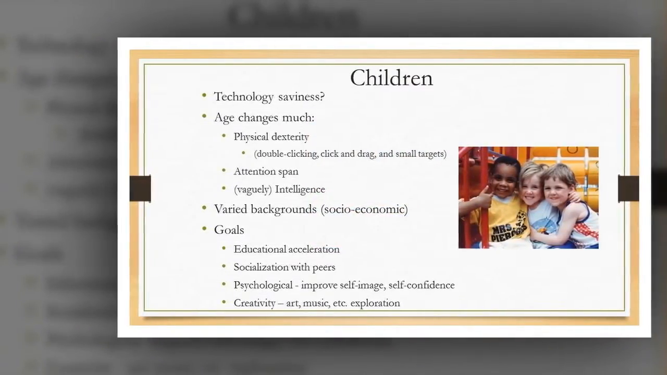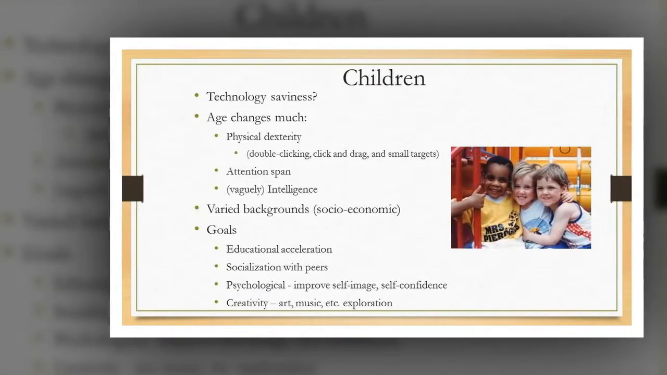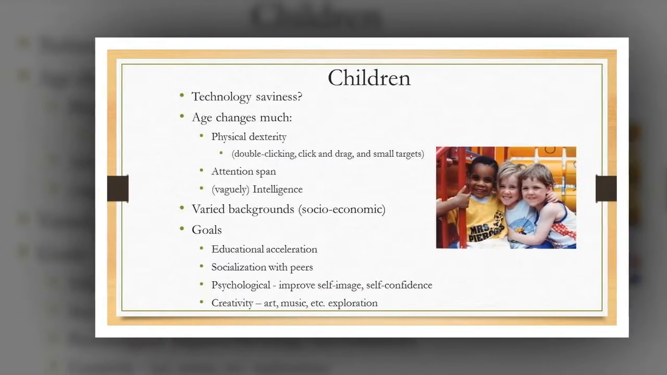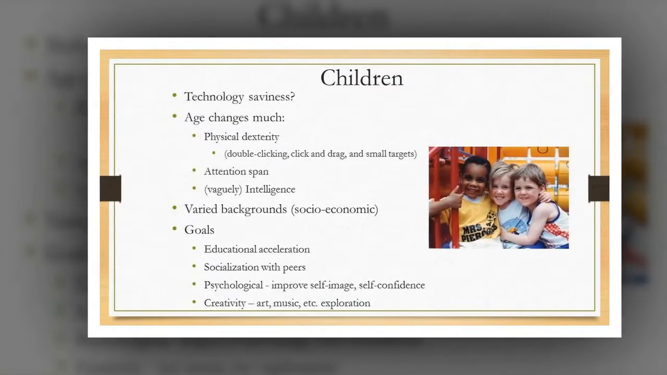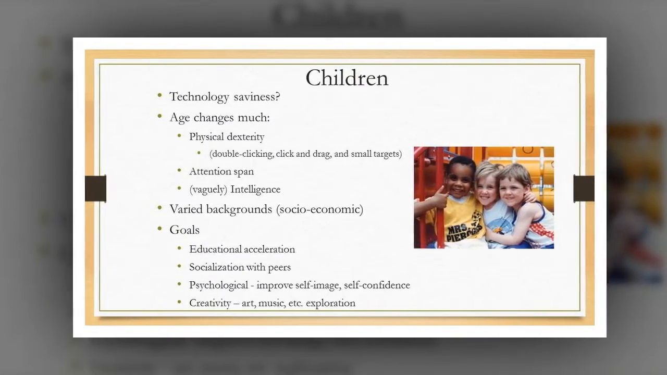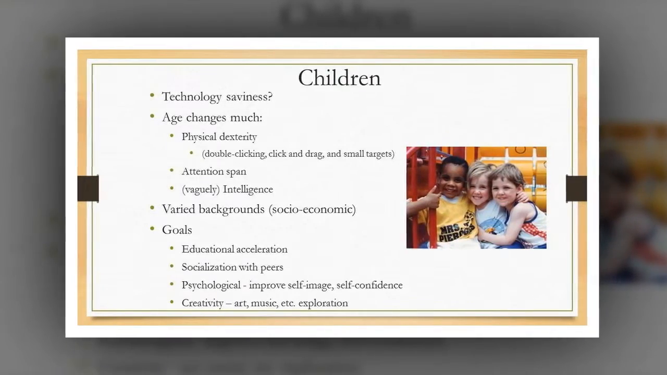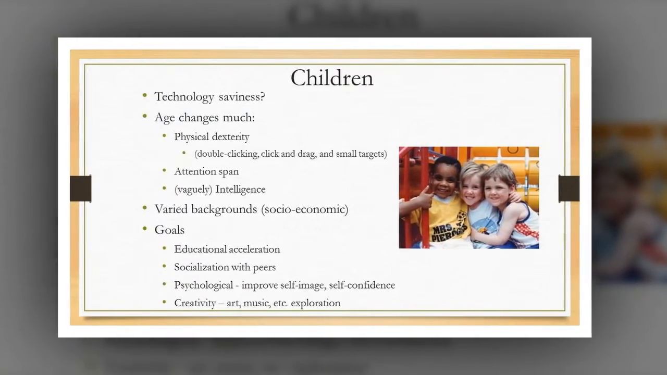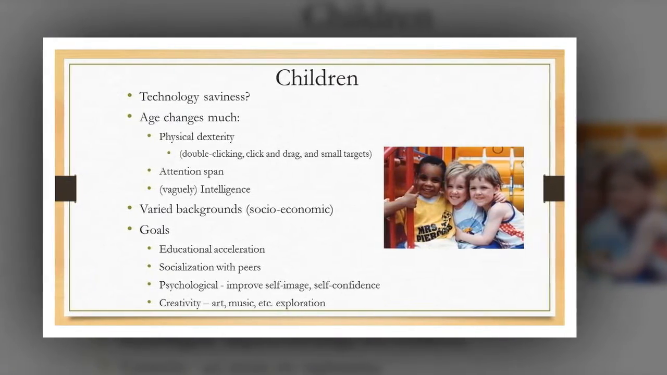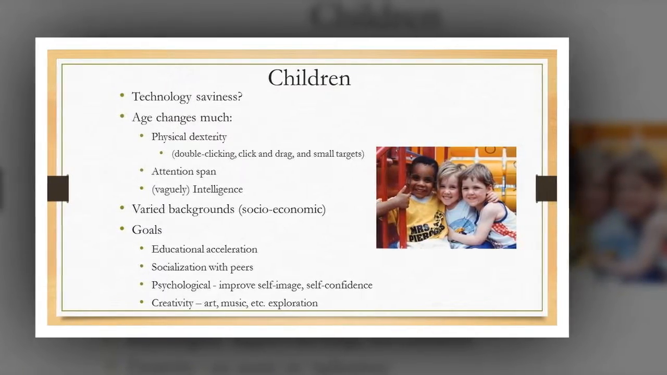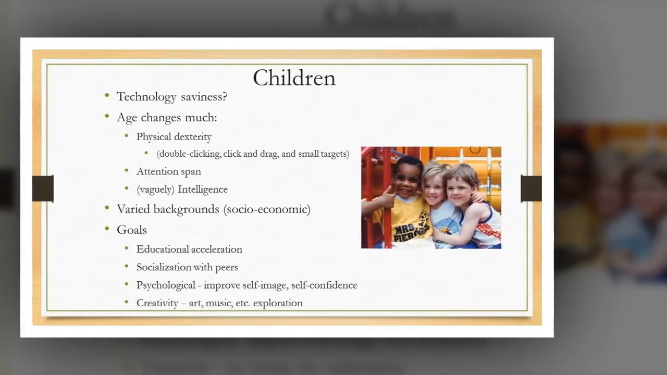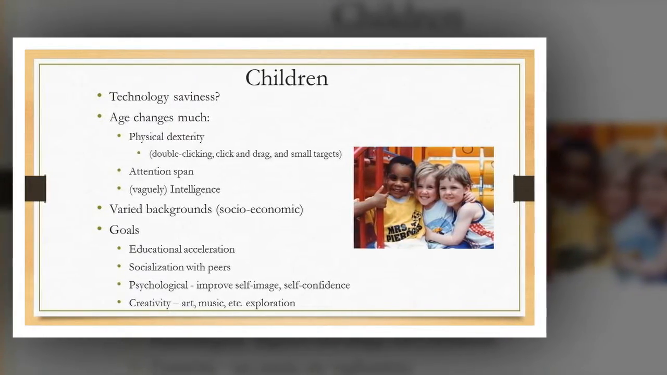Children. Technology savviness: age changes much. Physical dexterity: double clicking, click and drag, and small targets. Attention span. Vaguely, intelligence. Varied backgrounds, socioeconomic. Goals: educational acceleration, socialization with peers. Psychological: improve self-image, self-confidence, creativity, art, music, etc. Exploration.